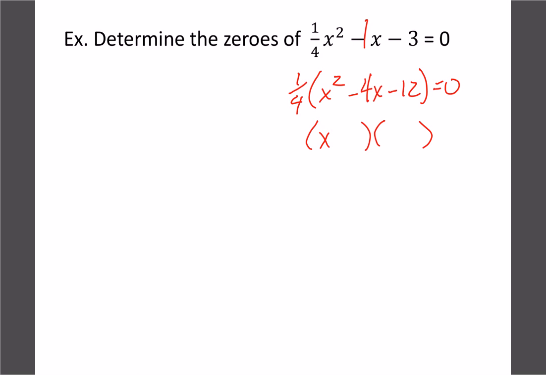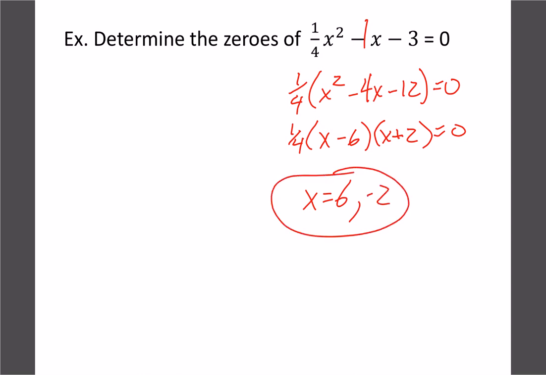4 and 3 works for 12, but that doesn't add up to 4. So we just have to try a different one. So that would be 6 and 2. 6 times 2 is negative 12. Negative 6 plus 2 would give us negative 4. The quarter out front does nothing. So our solutions are 6 and negative 2.